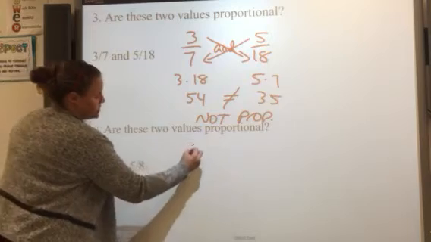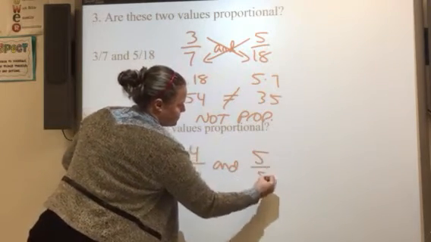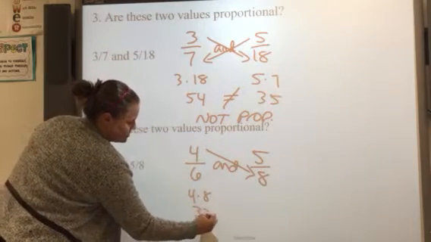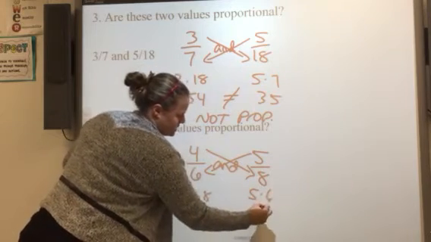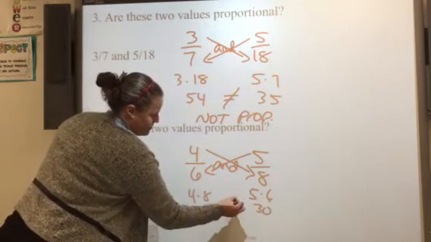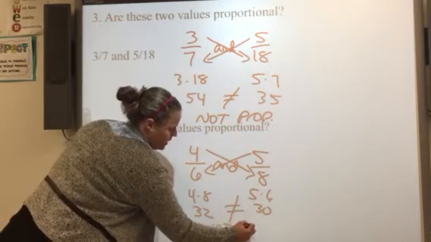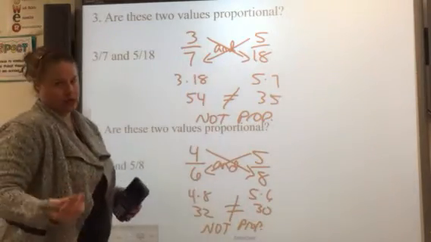The next one is 4/6 and 5/8. Again, cross multiplying. 4 times 8 is 32. 5 times 6 is 30. So once again, these are not proportional. And as a reminder, the equal sign with the strike going through it means not equal.